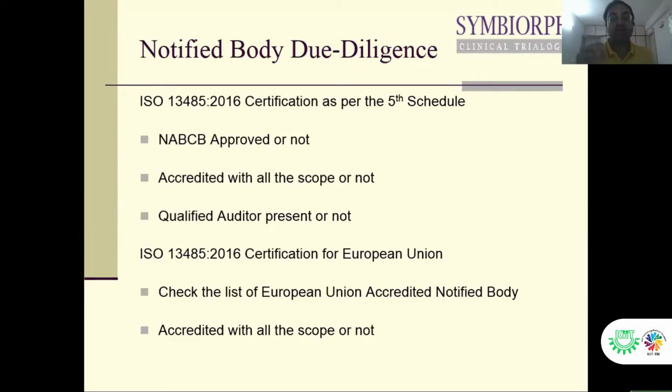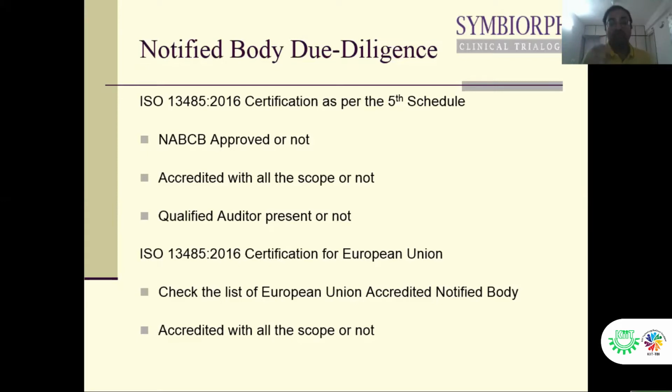So what is the due diligence before you select the notified bodies? Suppose your company's main aim is to sell your product only in India and you are not interested in selling your product in European countries or other regulated countries, suppose for the next 2 years. Your intent to market is that you only want to sell your product in the Indian market, right? So what are the key aspects that a medical device startup should know before selecting a notified body?